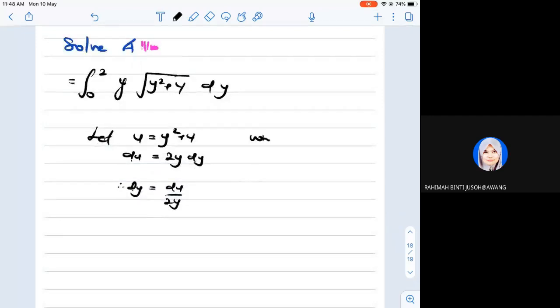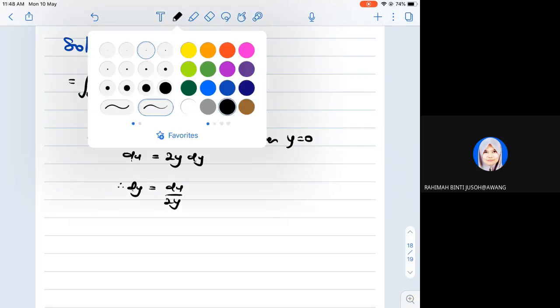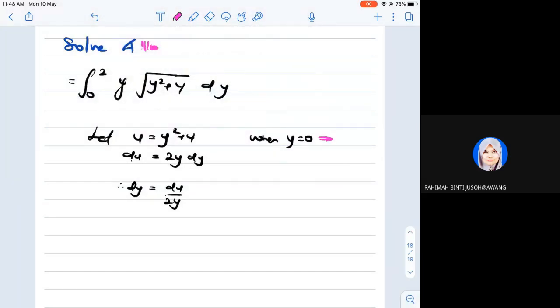So when y equals to 0, kita ada u equals to what? Ni gantikan 0 kat sini. Bila y equals to 0, u sama dengan 4 lah. Okay, and then when y equals to 2, gantikan limit equals to 2.